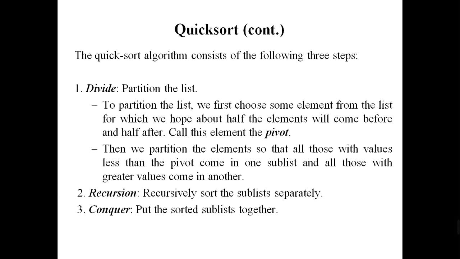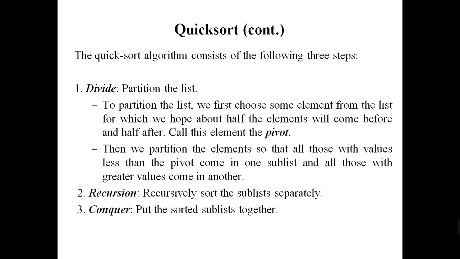The first step is divide. Divide means partitioning each list. Partitioning the list means we first choose some element from the list, and we hope about half of the elements will come before it and half after it. Call this element the pivot. Partition means you choose a certain pivot element, and based on that pivot element you apply the partition method.